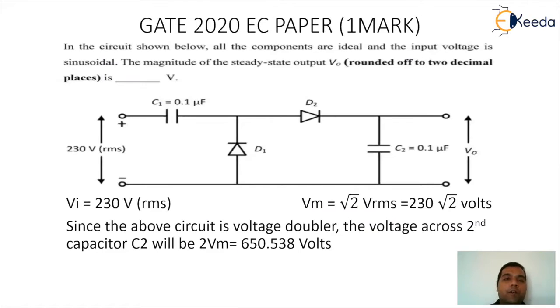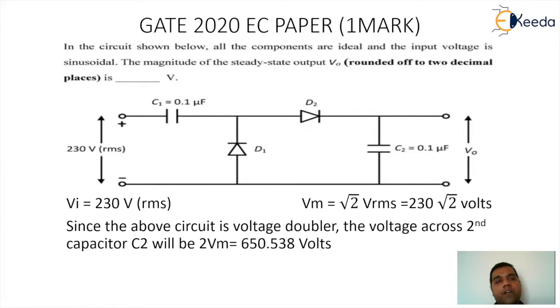So we have a question now from the GATE 2020 ECE paper for 1 mark. The question says, in the circuitry shown below, all the components are ideal and the input voltage is sinusoidal. The magnitude of steady state output VO rounded off to 2 decimal places is dash volts. So we have a figure here.